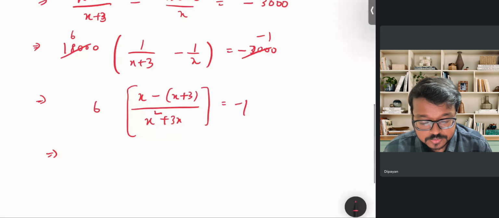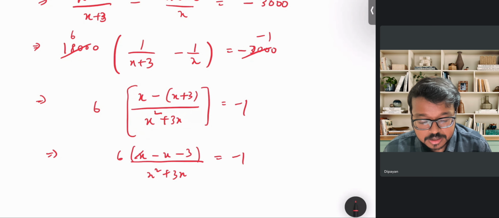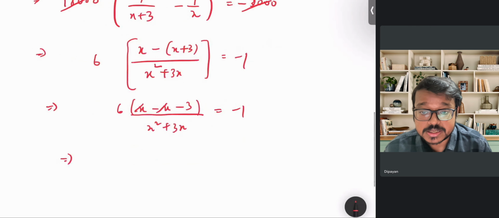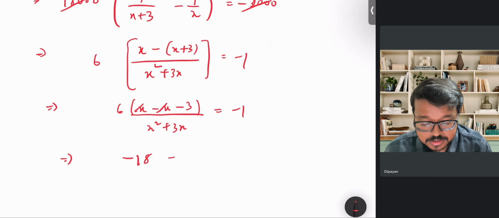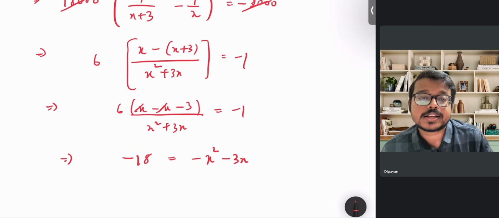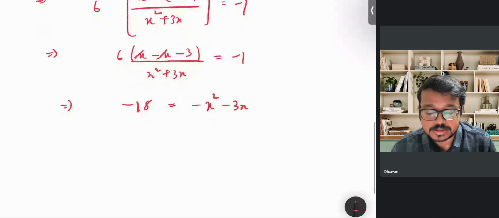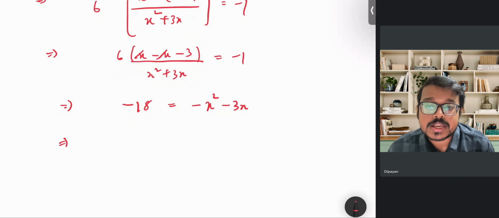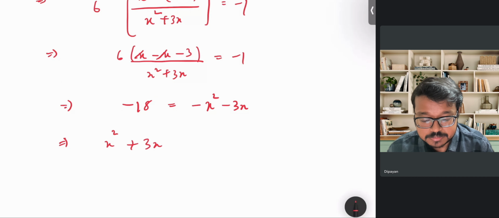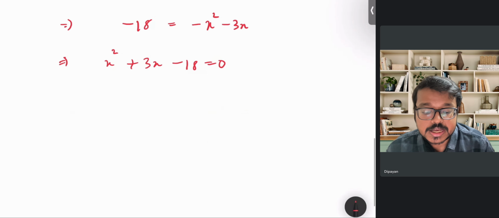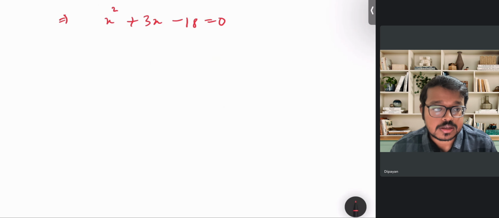Okay, so we have x minus x minus 3, so we will have 6 into minus 3 is minus 18. This is equal to minus x square minus 3x. The right side had a minus 1, so minus 1 multiplied by the denominator, we get this. Then moving everything to the left side, I'll get x square plus 3x minus 18 equal to 0.